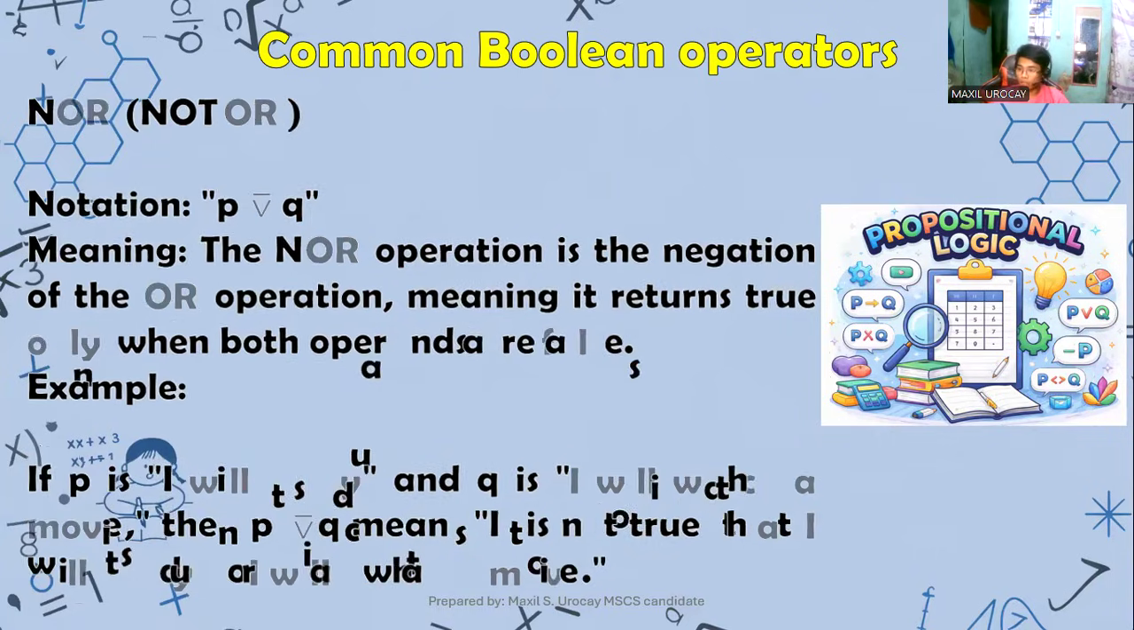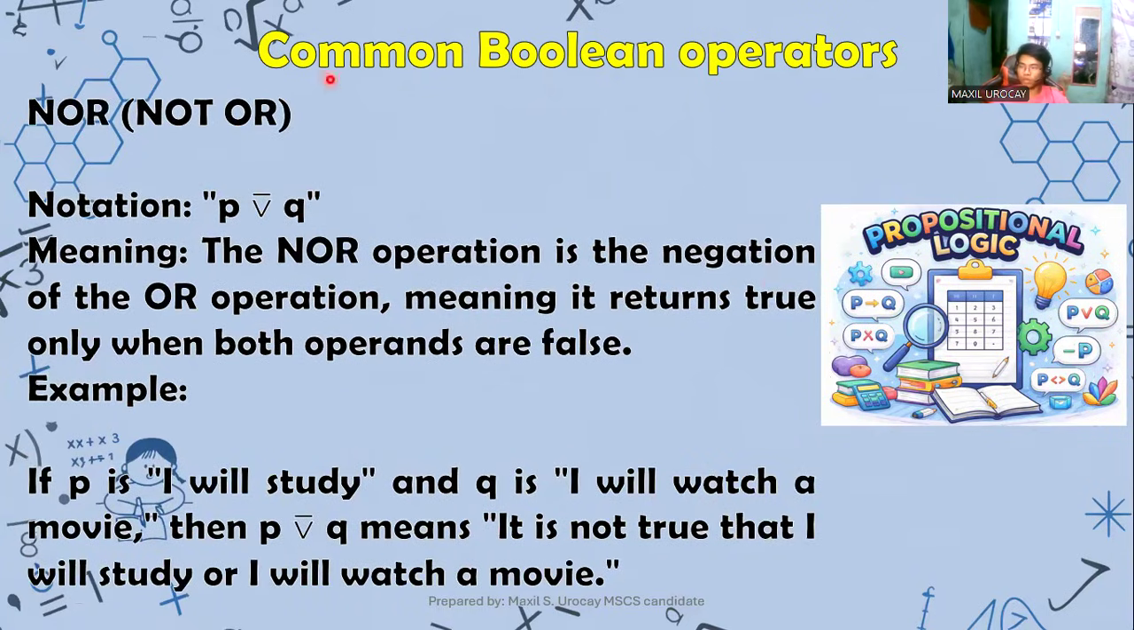That's how it works. Now for NOR, or not OR. P NOR Q means the NOR operation is the negation of the OR operation. So we're negating the OR operation in the calculation. If true plus true, for example, is true, then negating it will become false. So therefore, it will become false for the NOR because we're trying to negate this.